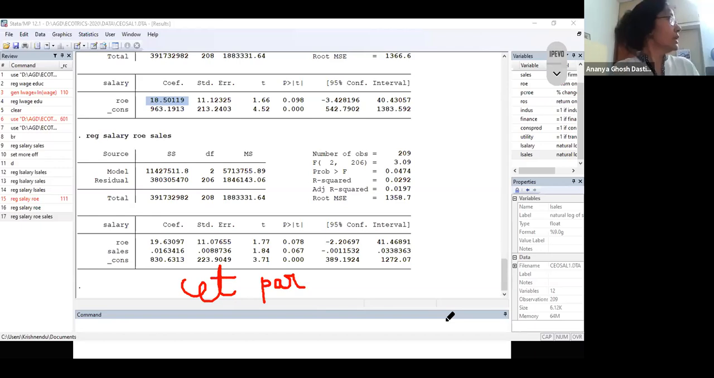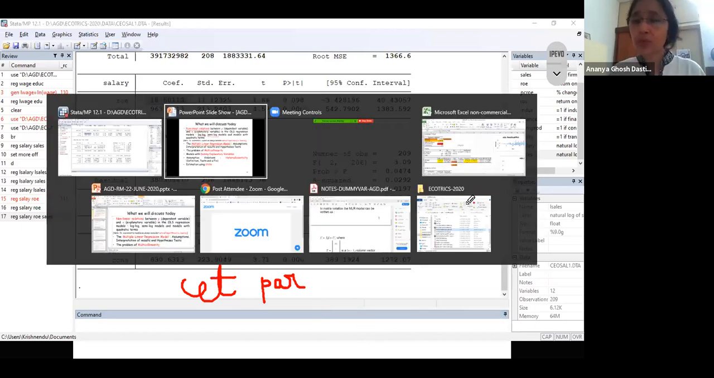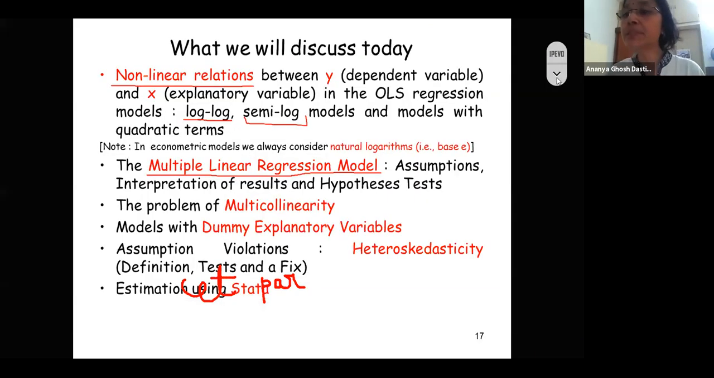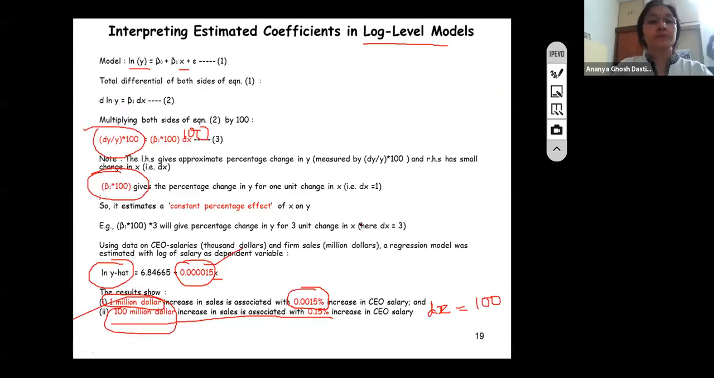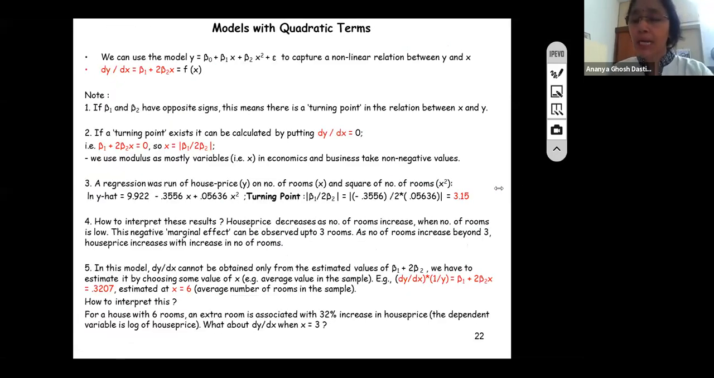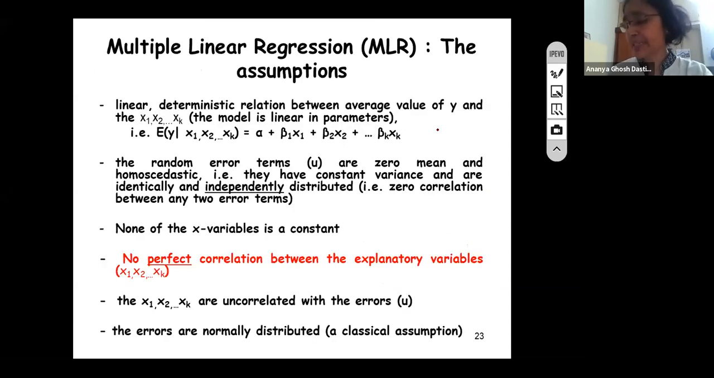So I will just take you through the assumptions of the multiple regression model and then I'll take questions. The remaining topics I will take up after the break because I realize that it is now 11:30. I will just show you the assumptions of the multiple regression model. I had talked about the assumptions of the two-variable model, and the two-variable model can be easily generalized into the multiple linear regression model.